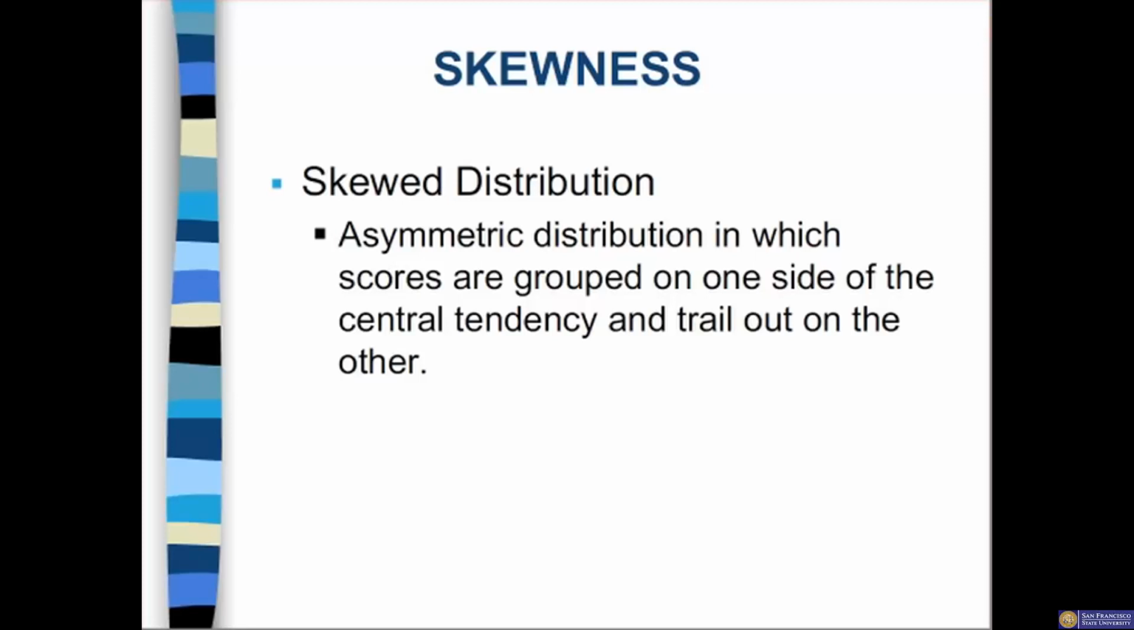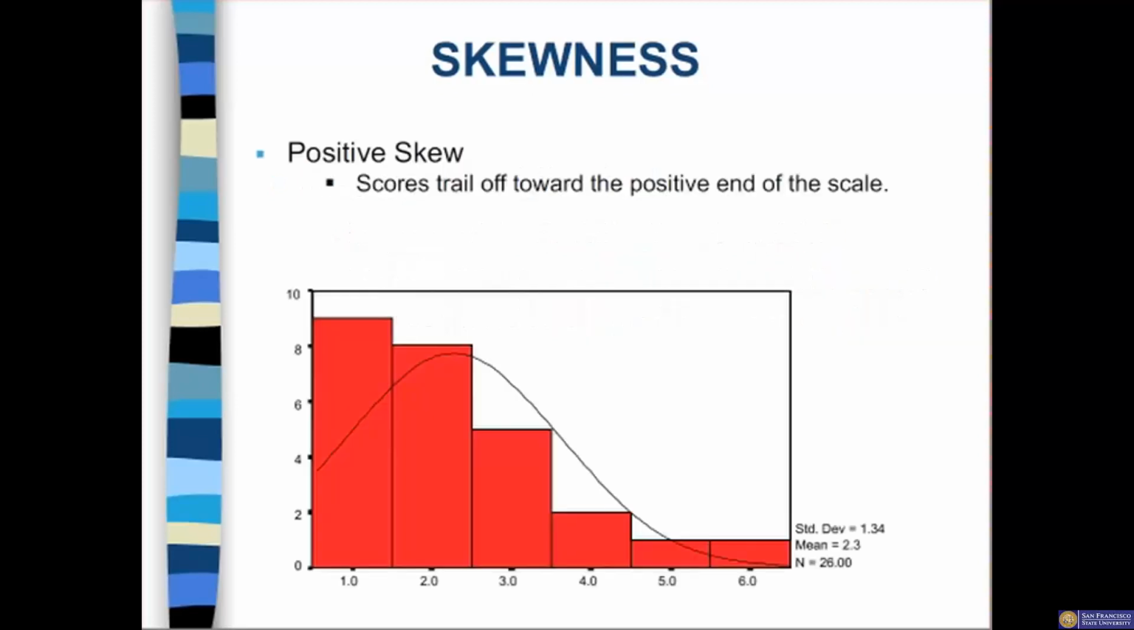Skewness is when scores are grouped on one side of the distribution more so than the other, and then trail out from that area. I'll give an example here of a positive skew. So you'll see that scores are more frequent here on the left, and so we have a frequency on the y-axis, and then scores on the x-axis. So scores that were in the lower range were more frequent and became less frequent as the scores became more extreme. So this is skewing towards the right, which is called a positive skew.